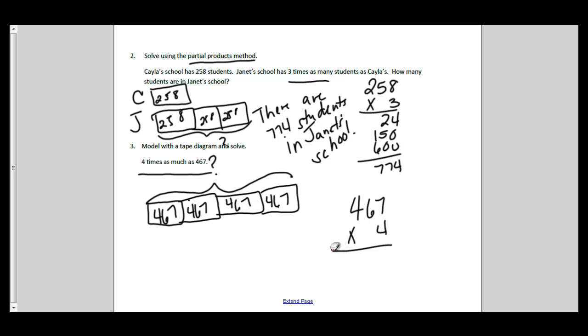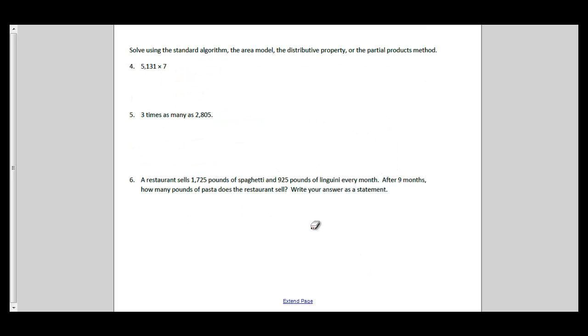So let's just go ahead and do 467 times 4 doing standard algorithm. If you don't need to follow along with me, you go ahead and do it by yourself and then just come back and check and see if you got the same answer. 28 and 24 plus 2, which is 26, and 16 plus 2, which is 18. So I get 1,868. Because this really doesn't ask me a question, I'm not going to write a sentence to answer it.